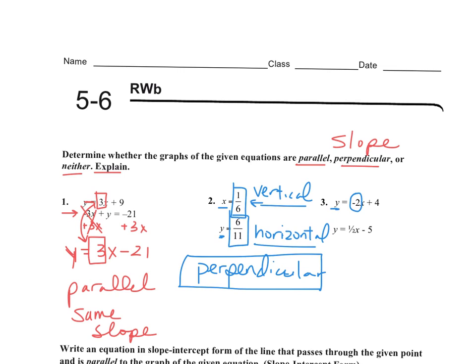And then the last one here, you have a slope of -2. Notice y has been isolated. Y is isolated here, and you have a slope of 1/2. So 1/2 compared to -2, those are opposite reciprocals. So those are going to be perpendicular as well, because perpendicular lines always have slopes that are opposite reciprocals.